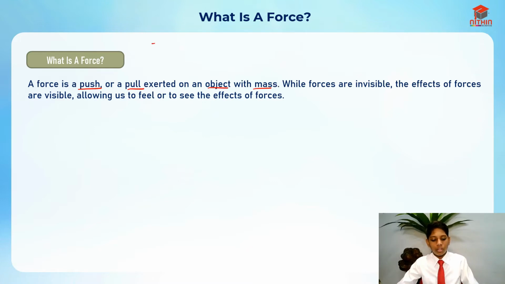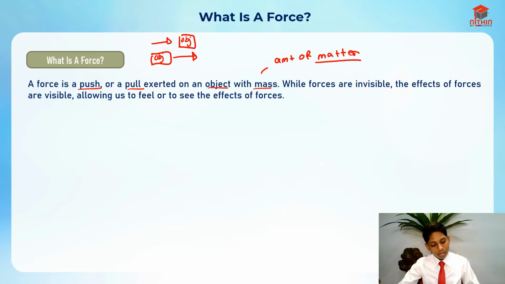Okay, a push could be like pushing a box. It could also be pulling a box. So on an object, so the object is basically the box over here with mass. What is mass? Can you remember? Mass is basically the amount of matter an object has.